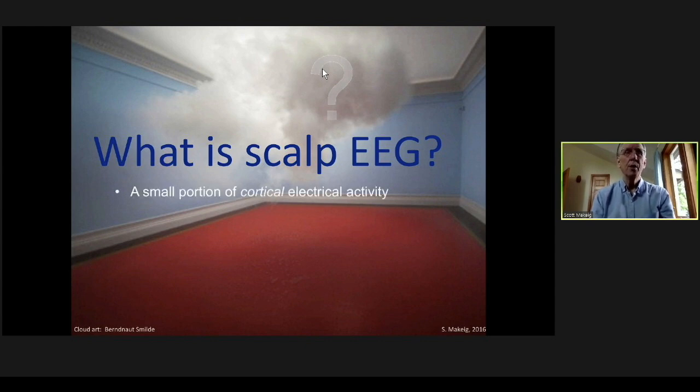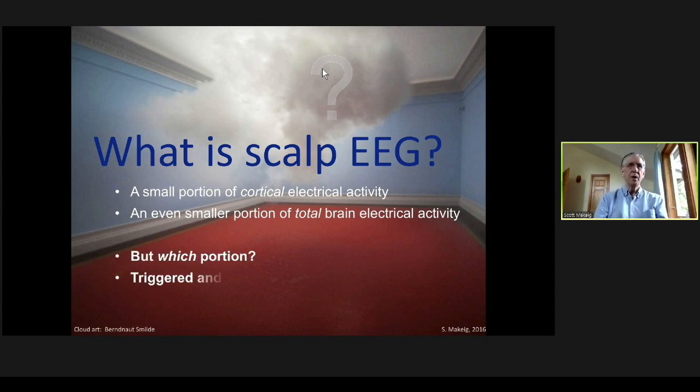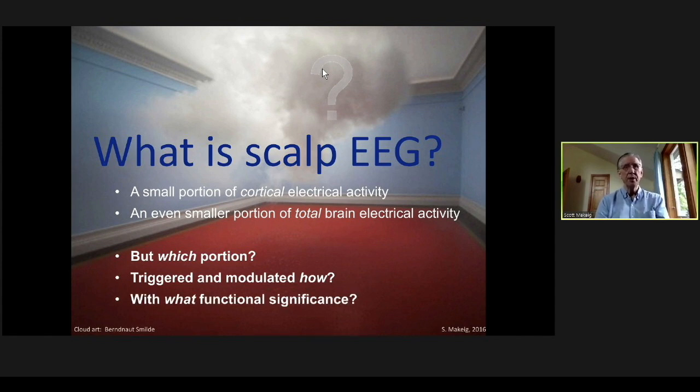We know that scalp EEG is a small portion of cortical electric activity. It doesn't all arrive at the scalp surface. And therefore, it's an even smaller portion of the total brain electrical activity. But which portion is it? How is it triggered? How is it modulated physiologically? And what is the functional significance of those modulations?